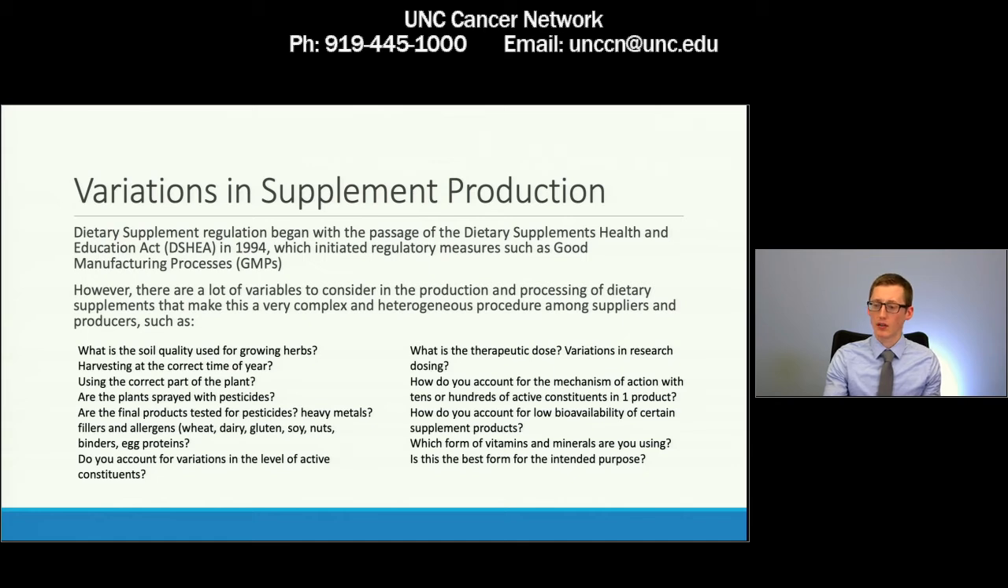How do you account for low bioavailability of certain supplement products? So when I say bioavailability, I'm talking about moving a product or a substance from the intestines over into the bloodstream. And something like curcumin, which is very common for people to take, has low bioavailability. So do producers of curcumin look for mechanisms to increase the bioavailability to maybe have more of a benefit? And then what form of vitamins and minerals are you using? There's a lot of different forms. Are you using the best form for the intended purpose? So these are all questions that can have an influence and impact on the quality of the final product that you or your patients might be taking.